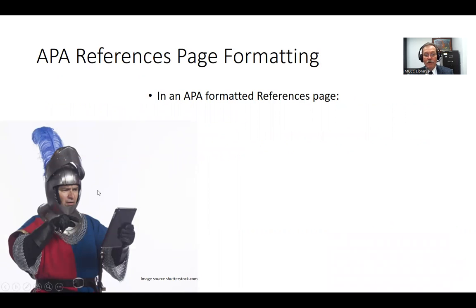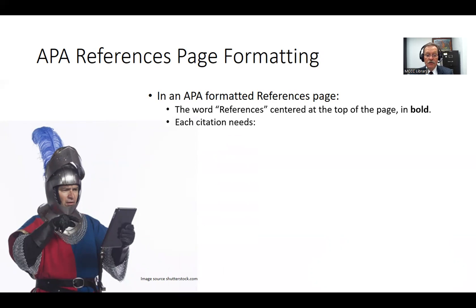In an APA formatted references page, the word references goes at the top of the page. This single word is in bold. It is not underlined. It is not in a larger font style. It's not italicized, just one straight word, references, in bold.